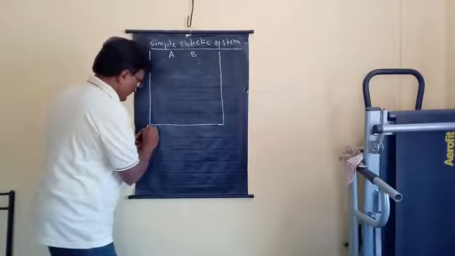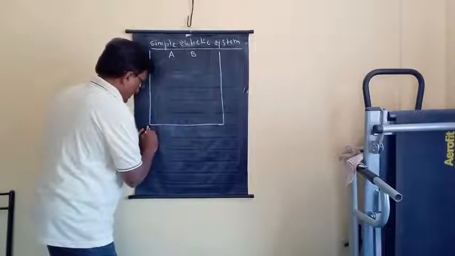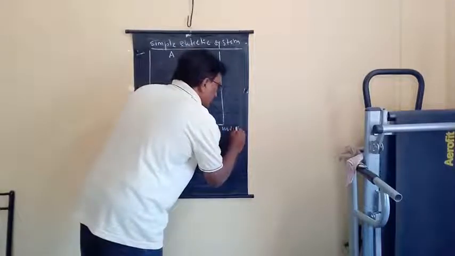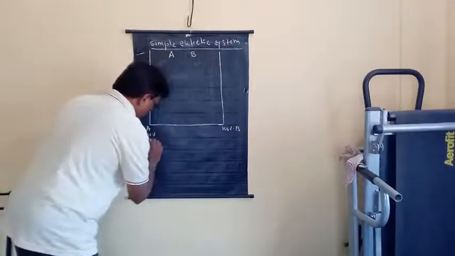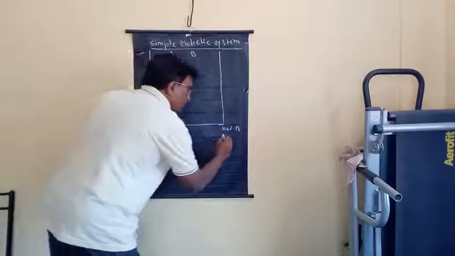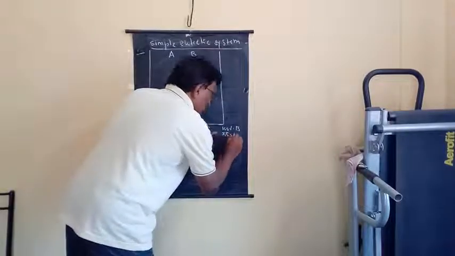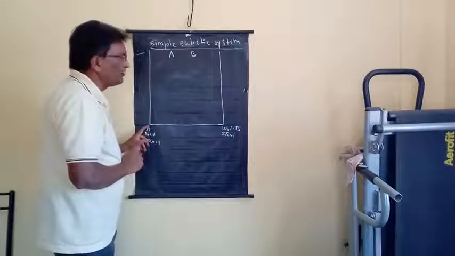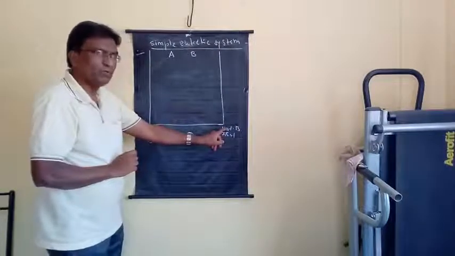Now here 100% A and here 100% B. That is, here the mole fraction XA is equal to 1, and here the mole fraction XB is equal to 1. That means here we have pure component A, and here we have pure component B.